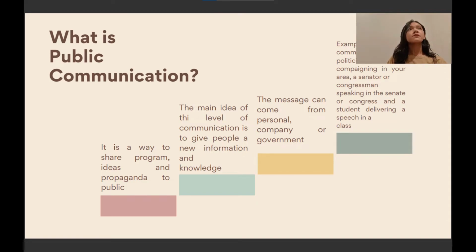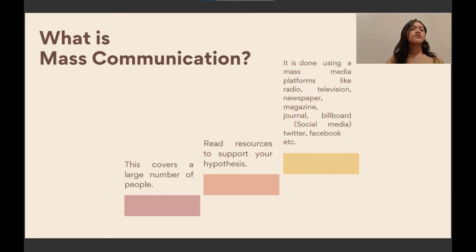So, the next level of communication is mass communication. Mass communication is when an individual or organization is communicating to a mass audience or a large number of people. It is different from public communication, since the channel of mass communication always involves technology, like social media, newspapers, magazines, televisions and radio. All those things need technology.